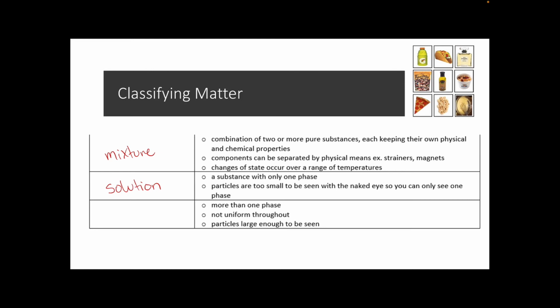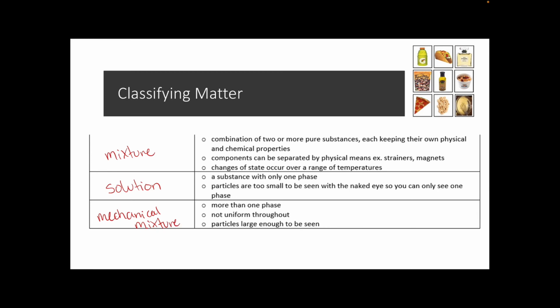And finally, we have more than one phase. It's not uniform throughout, and the particles are large enough to be seen. So this would be your mechanical mixture or your heterogeneous mixture.